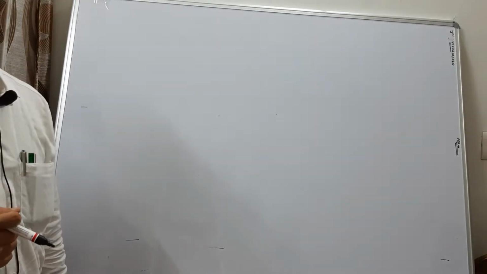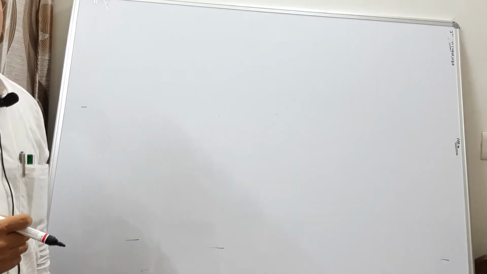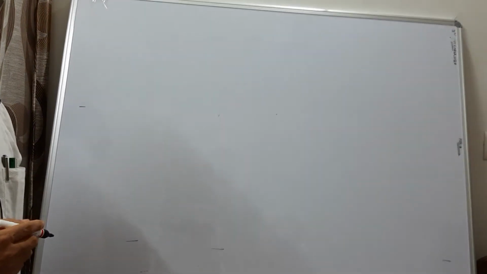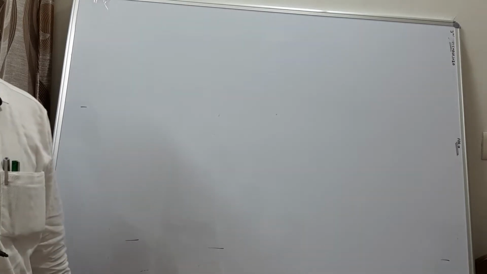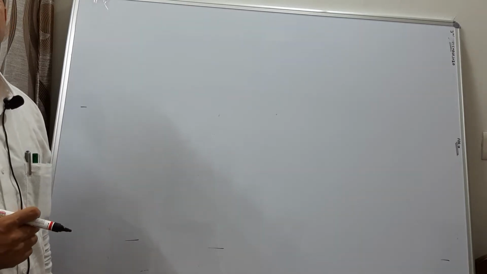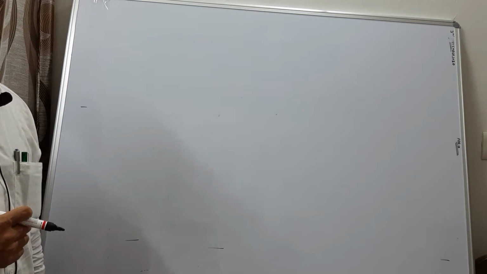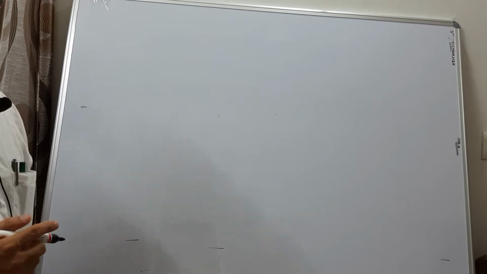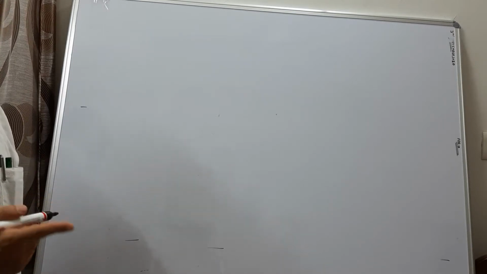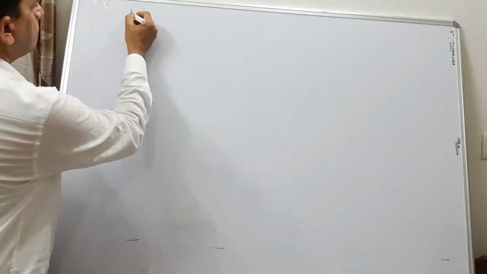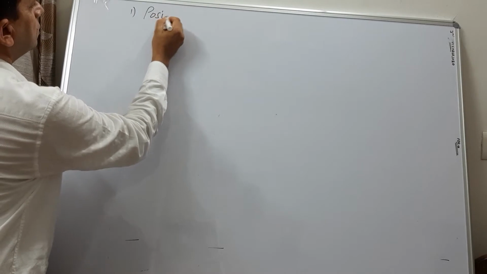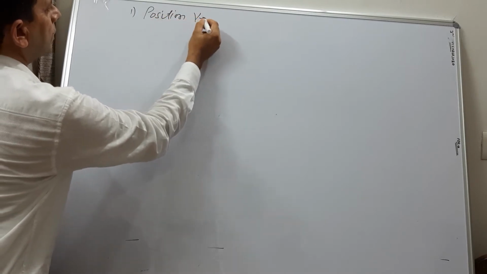Today we will find the various physical quantities: velocity, acceleration, area element and volume element in the plane polar system, as I have discussed in the previous lecture. So, first of all, what is the position vector?